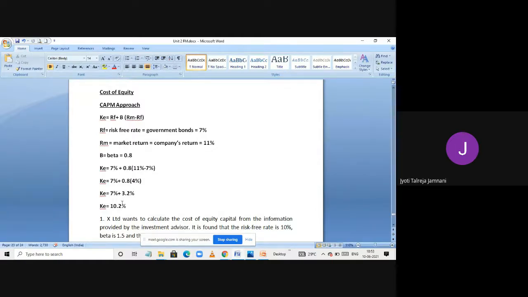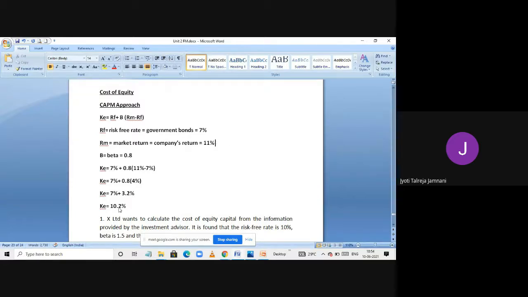Market return is what the stock market is expecting you to give, or what the other companies are giving. And here the beta will be equal to 1 usually. Now your beta is 0.8. That means you are less risky than the market. If the market falls by 1 rupee, you will fall only by 80 paise. Then your risk is less. You will give a little less returns, so you are giving only 10.2%. Are you all getting this?